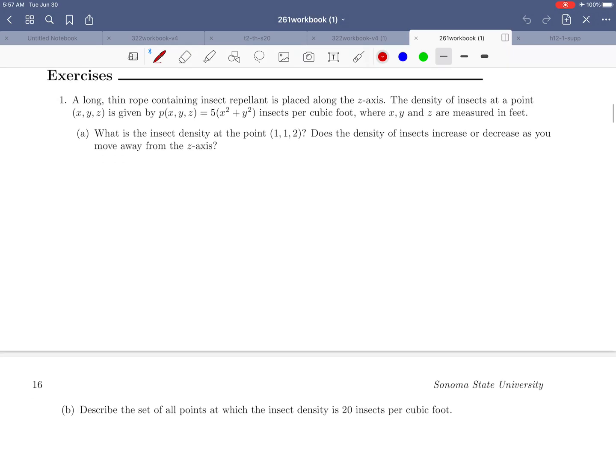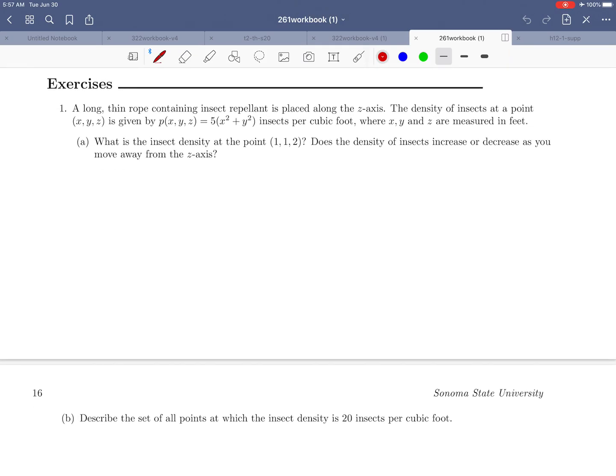Hello everybody, and welcome to exercise 1, which gets started on page 15 of the workbook. This is an exercise in talking about level surfaces, the concept that we introduced in example 2 on this same page. Let's read this problem together here.